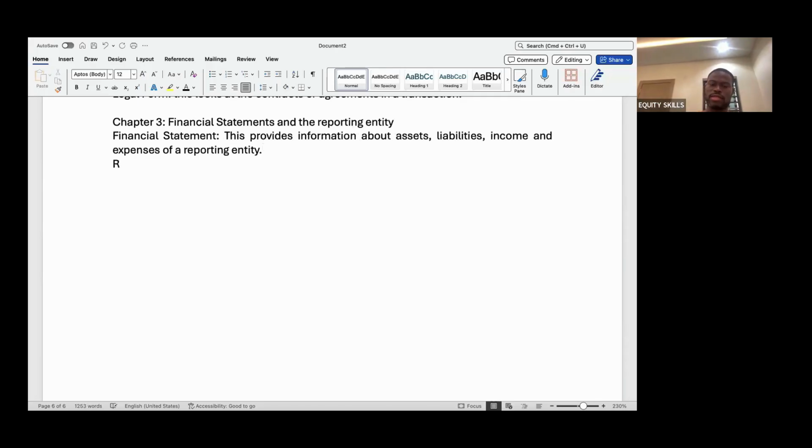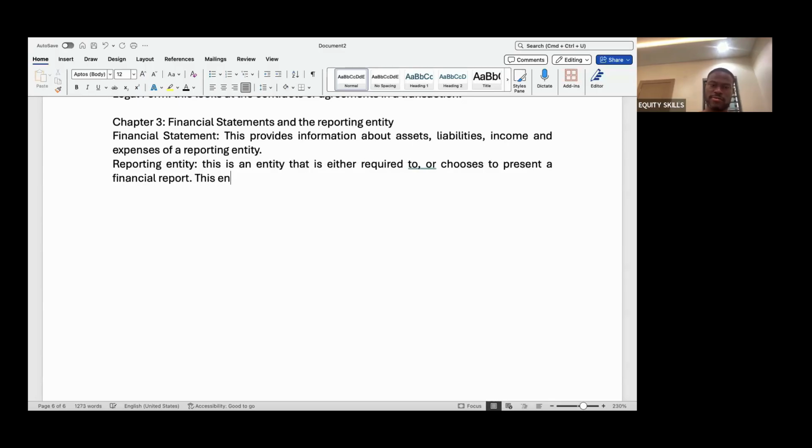And it also explained to us what a reporting entity is. This is an entity that is either required to or chooses to present a financial report.